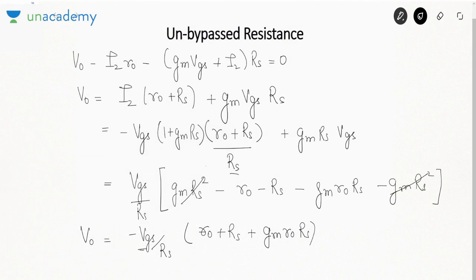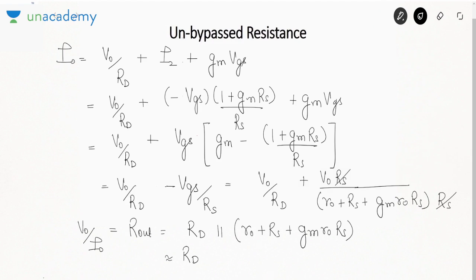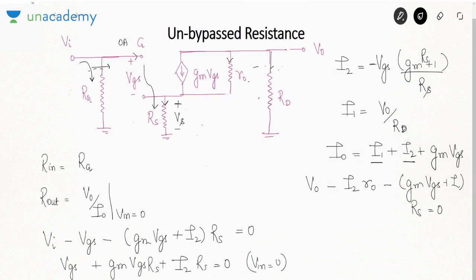So I'll write down this equation. Vi is nothing but VGS plus Vs. Okay. Where Vs is equal to I into Rs, where I is the current through this Rs. I is this current. Now I want V naught. V naught is the voltage across this RD. This current is gm VGS. This is I. So how do we proceed further?